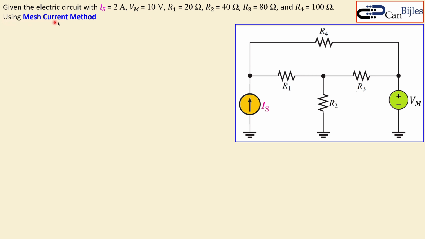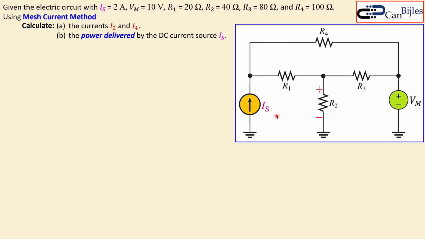Now we would like to calculate, using the mesh current method, the currents I2 and I4 and the power delivered by this DC current source IS. The I2 and I4 in this tutorial video are oriented in this form: going from the top to bottom for R2, and for R4 it is going from left to right as shown here. So we have 2 currents for question A, and question B is the power delivered by the source IS.